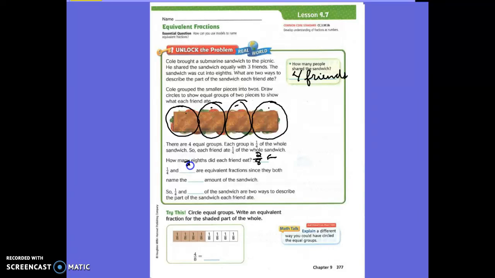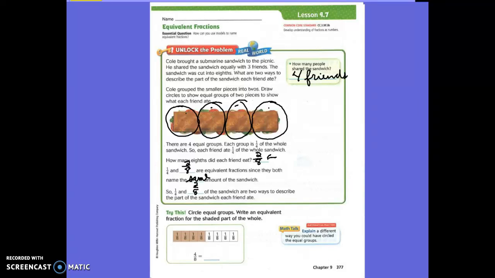Yes, 1/4 and 2 8ths are equivalent fractions since they name the blank amount of each sandwich. Did they name the what? Everyone? No, not total amount, the what? If they're equal, then they are the same. They both show the same amount of the sandwich. So 1/4 and 2 8ths, those are 2 ways to describe the part of the sandwich each friend ate.